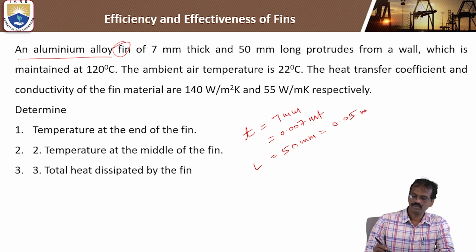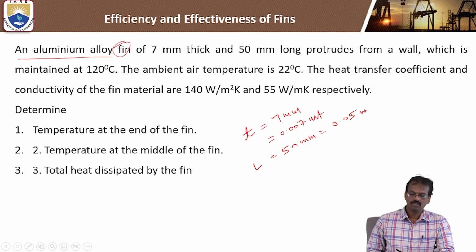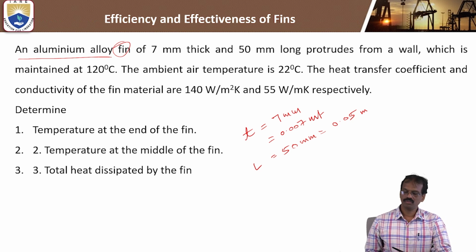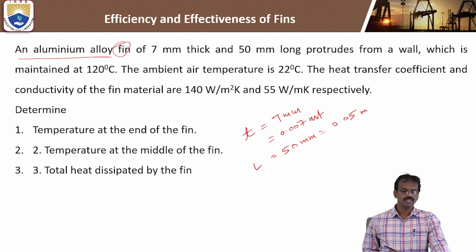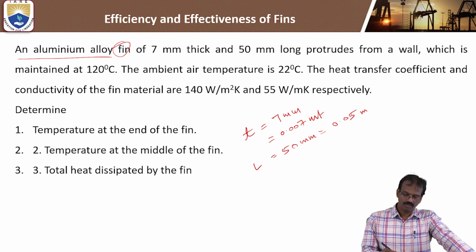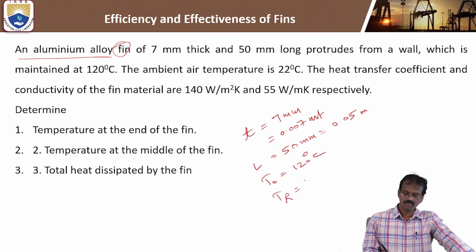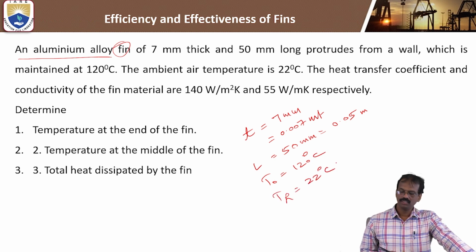So meter. Okay. Thickness and 50 mm long, which is maintained at a temperature. So T naught is equal to 120 degrees Celsius. The ambient temperature T infinity is also given, 22 degrees Celsius. The heat transfer coefficient and the conductivity of the fin material.